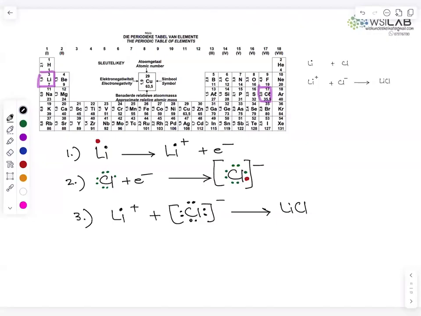Okay. So this is called ionic bonding, and this is called a Lewis diagram. It differs from covalent bonds, Lewis diagrams.